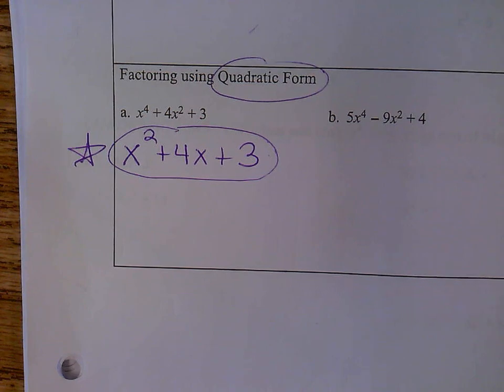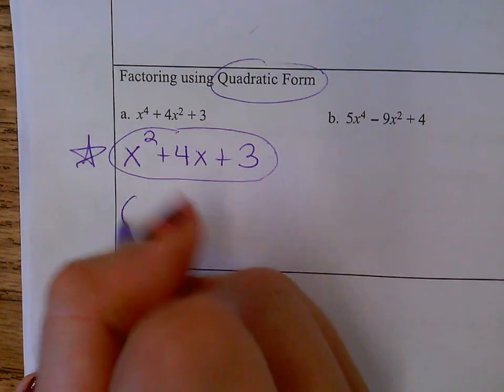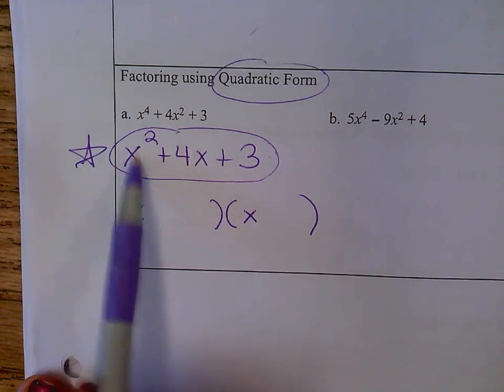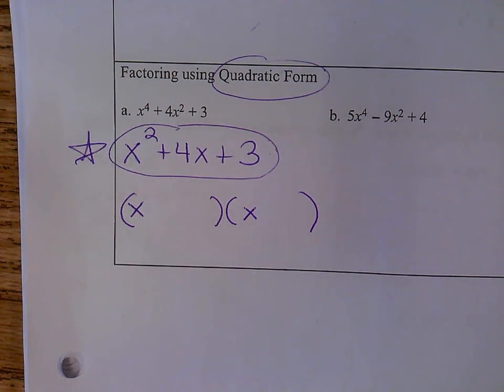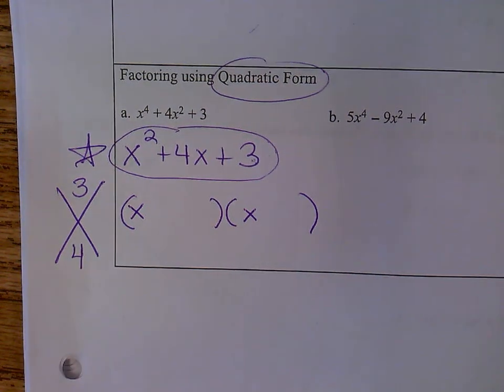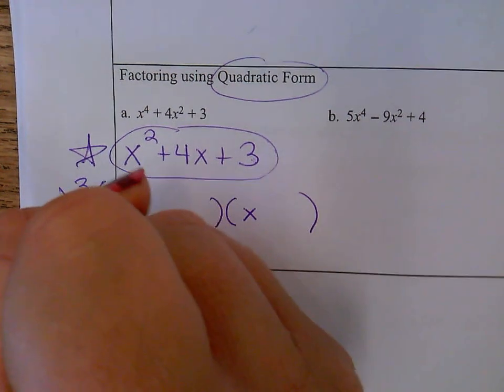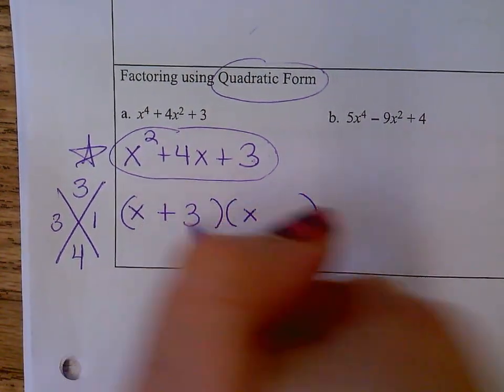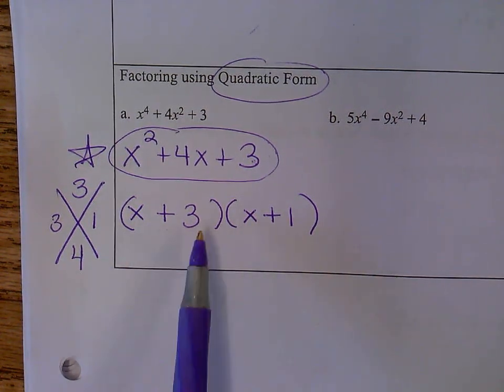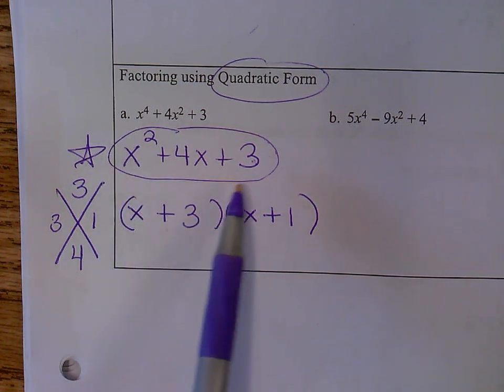It's a trinomial, and I can just write x times x to get x squared, because now I'm back to just x squared being 1. And I can do the diamond, right? What are the factors of 3 that add up to 4? So what goes in my diamond? 3 times 1, x plus 3, x plus 1. When I multiply these binomials, I get back this circled quadratic.